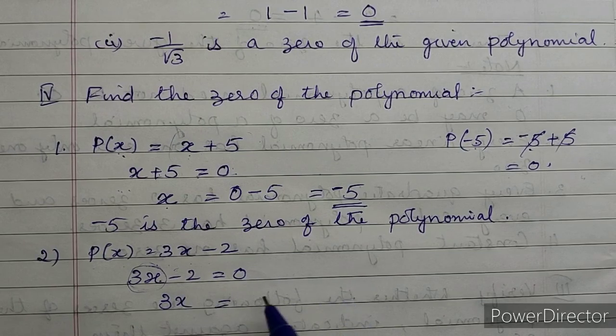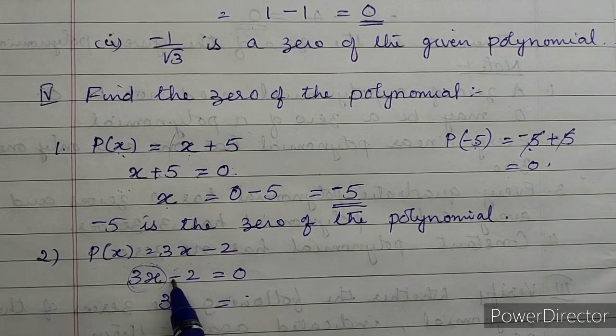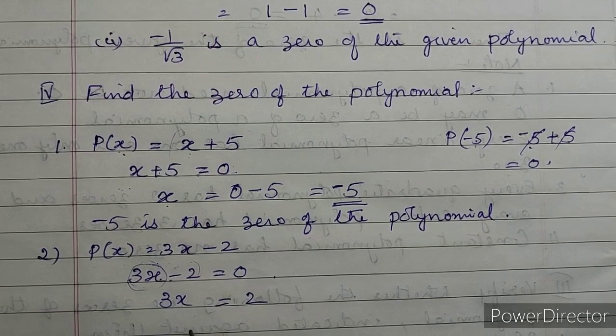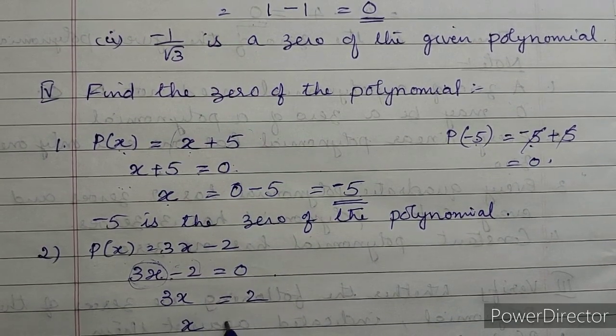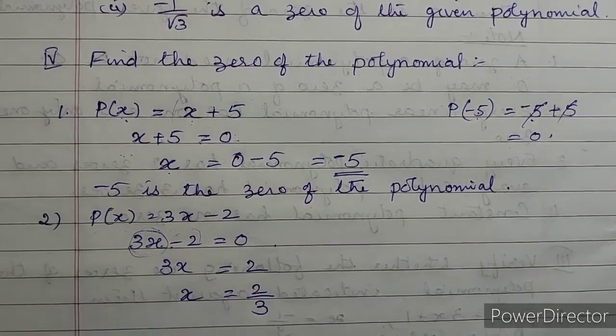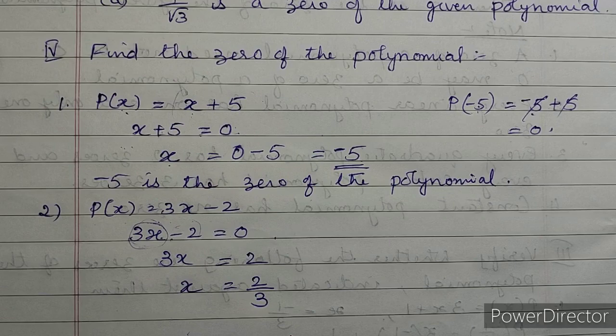Minus 2 I am transposing. This will change to 0 minus 2, that is negative 2. Minus 2 will transpose and become plus 2. So x is equal to, now here it is multiplication, so this 3 will come down, 2 by 3. So the answer is x is equal to 2 by 3.